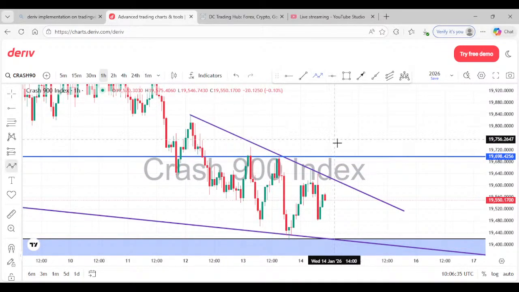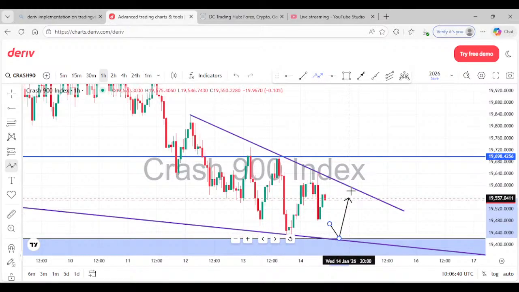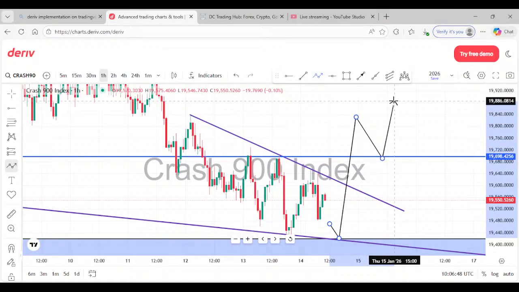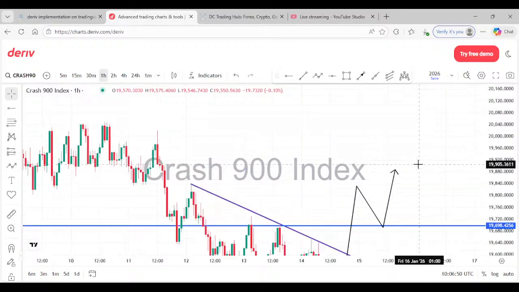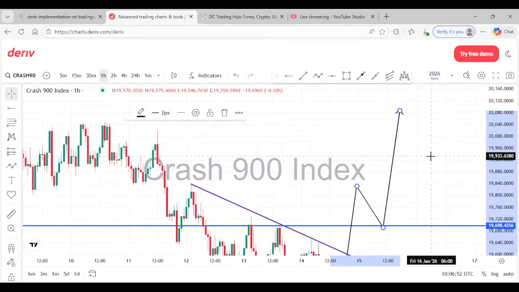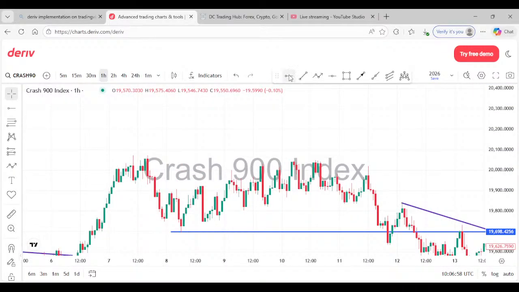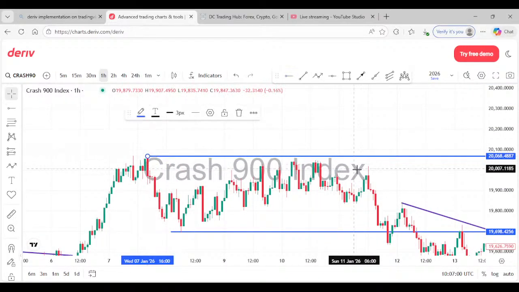So I want to see first price probably coming back to make a retest. They need to push upwards and break this trend line and also break above this key level. Then from there, I'll take my buy and target the next level up. So basically, it's all about confirmation. We're not going to trade blindly. We need something that will confirm that price is now ready to move upwards.